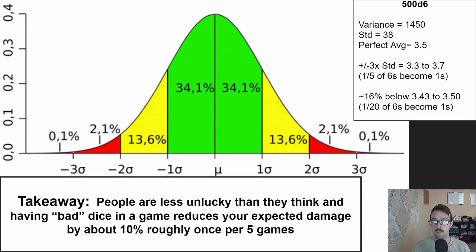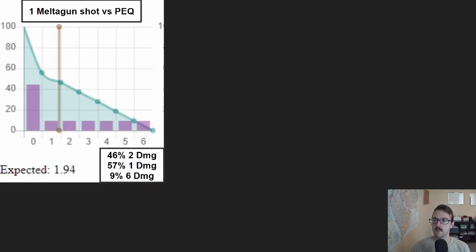So what it really means to be unlucky in your game of Warhammer 40k is about a 10% reduction in damage and a 5% increase in damage taken. Anything beyond that is only going to happen once every 100 or once every 600 games, and even then you're looking at a 15 to 20% reduction in those as well.